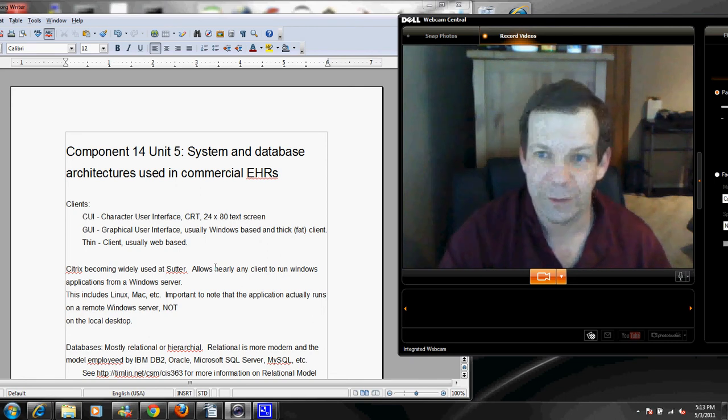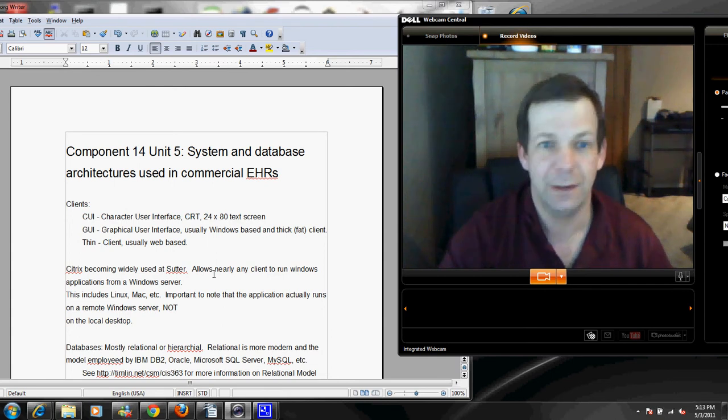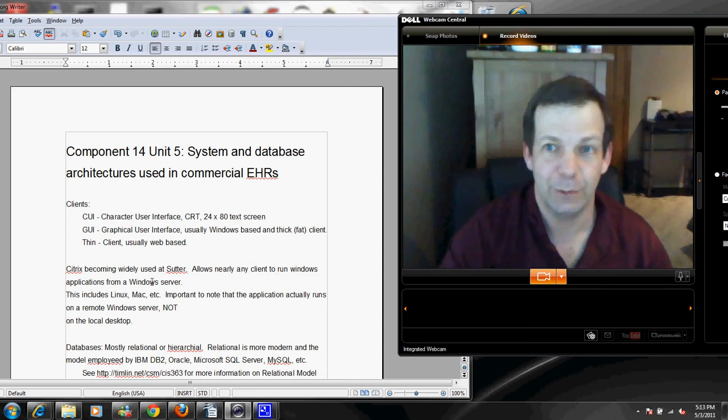This allows any type of operating system, whether it be Linux or Mac or Windows, to run an application that was specifically written for Windows. And that's because it is running on Windows. It's running on a virtual Windows environment on a server somewhere in a secure data center. It's great technology, Citrix. We love it. And we are deploying it. We are replacing all real desktops with Citrix.